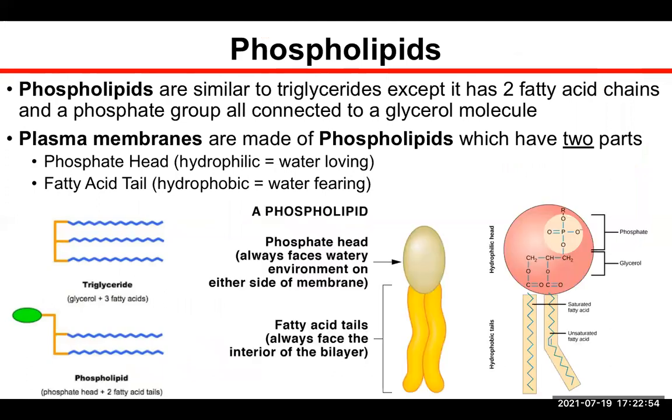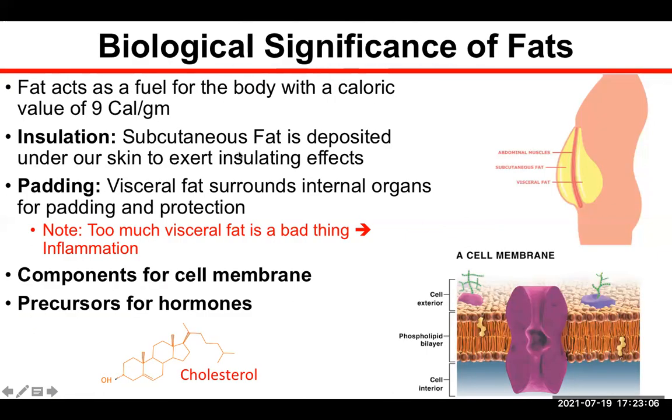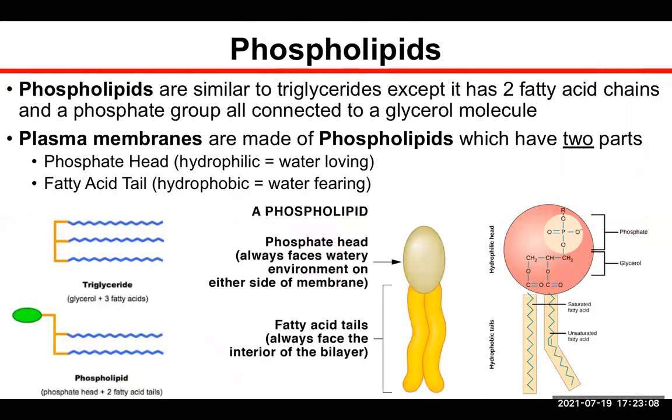So phospholipids, I've already talked about these in the first lecture. Phospholipids are really similar to triglycerides. Basically, phospholipids have a phosphate head that's attached to a glycerol with 2 fatty acid tails attached to them.